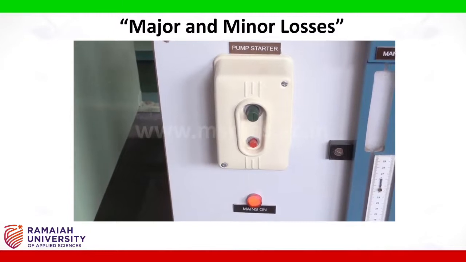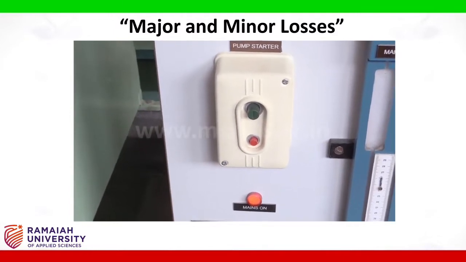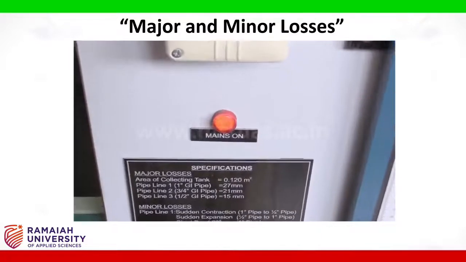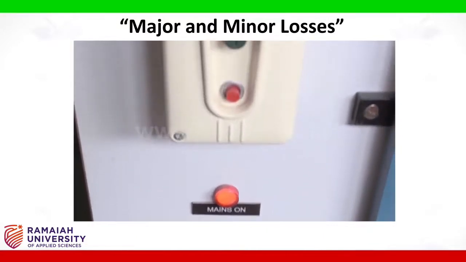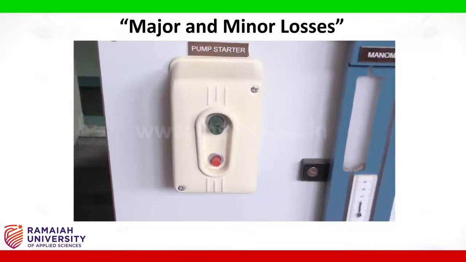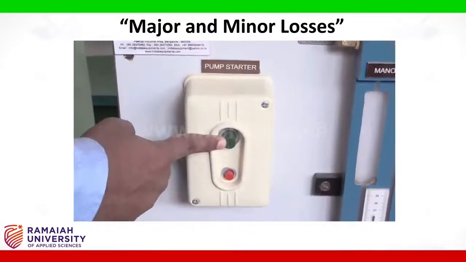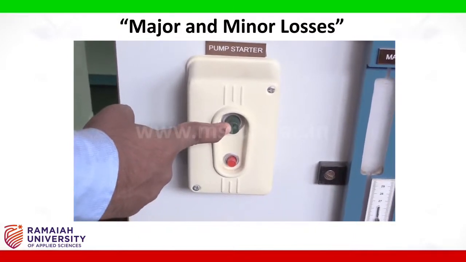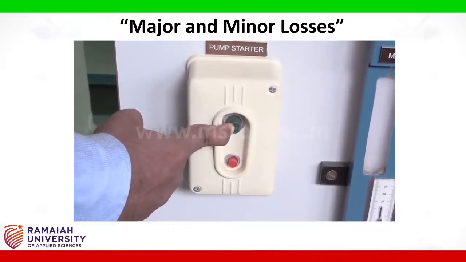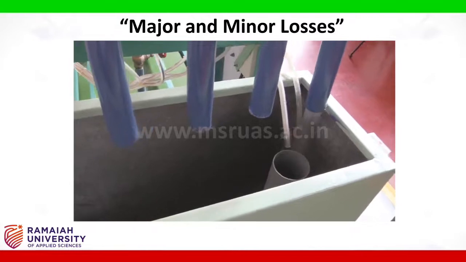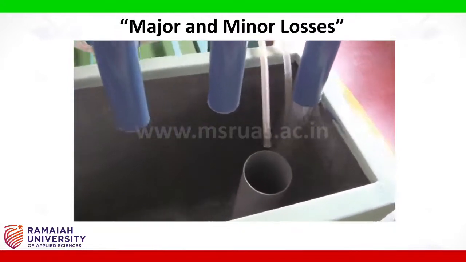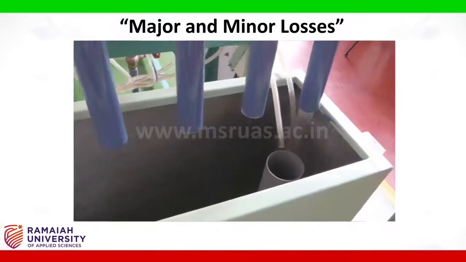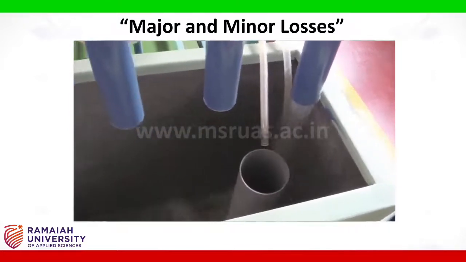Once we switch it on, we can see that the red indication is appearing on the panel. Now, the whole setup is ready for starting the pump. By hitting the green button, we shall start the pump. Now the water is flowing through the 1 inch diameter pipe.